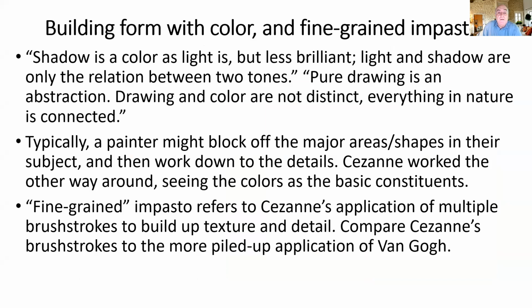Building form with color and fine-grained impasto, because after all, these are very closely related things. So I'll just do them in one slide here. First, shadow is a color as light is, but less brilliant. Light and shadow are only the relation between two tones. Pure drawing is an abstraction. In other words, there is no such thing as pure drawing, he thinks. Drawing and color are not distinct. Everything in nature is connected.